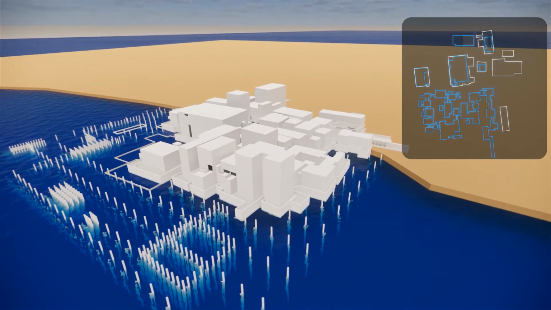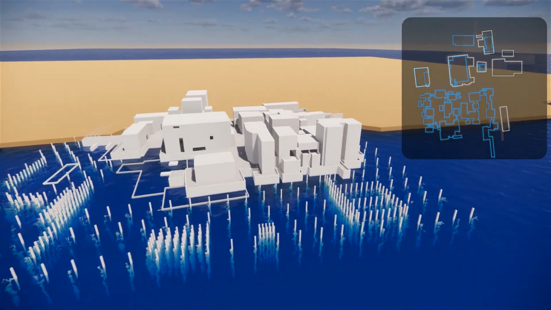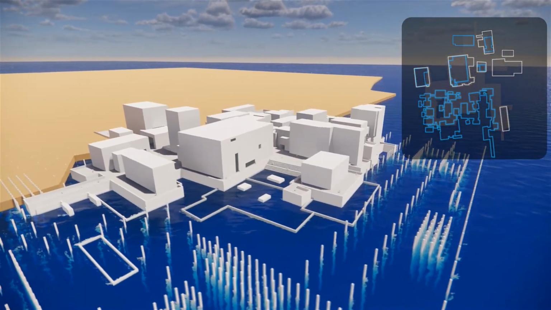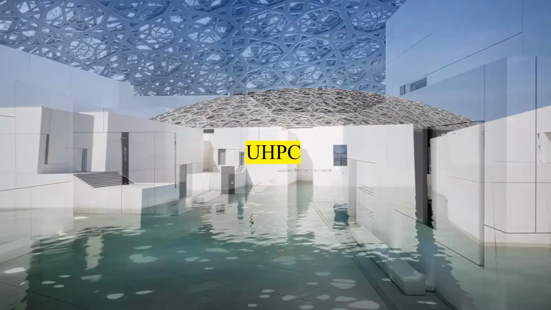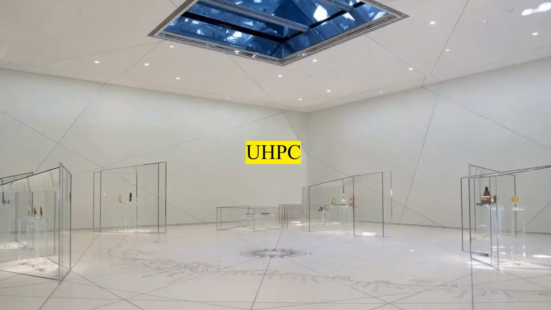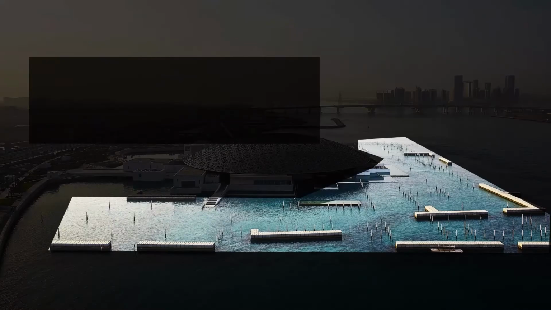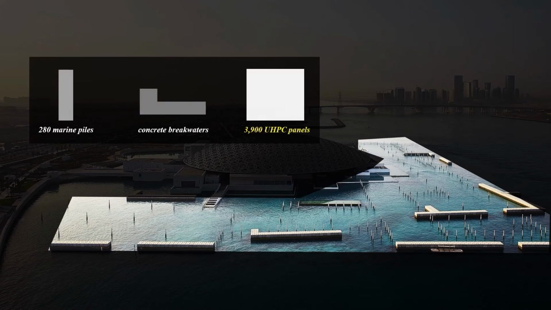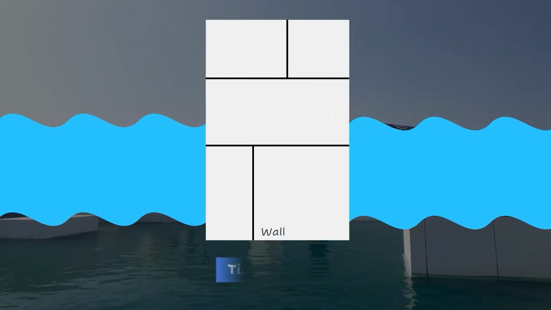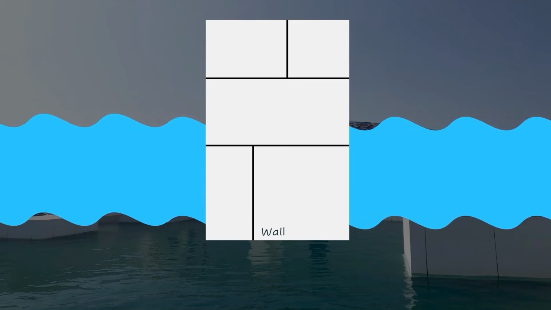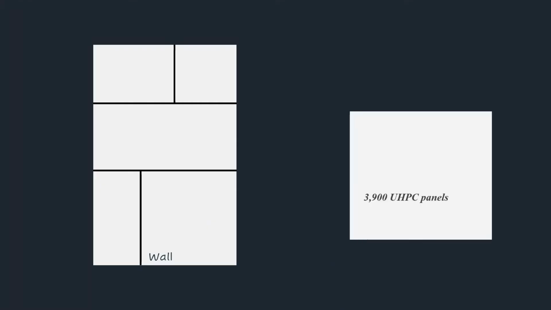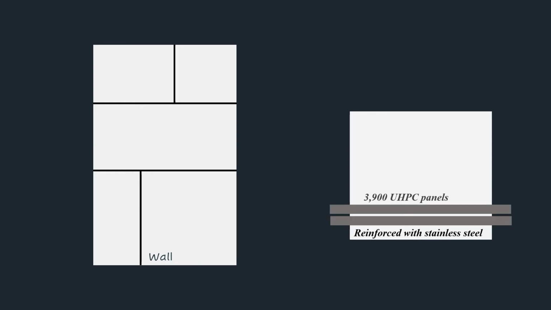The ground floor consists of the museum area, main plaza, and other facilities. All the facades of the buildings are made up of 3,900 panels of ultra-high performance fiber reinforced concrete, which can be resistant to strong heat and seawater. The outer walls of the museum can bend inside and out to withstand the rising and falling of the sea. Also, for wave protection, the inside of the wall panels was reinforced with stainless steel.